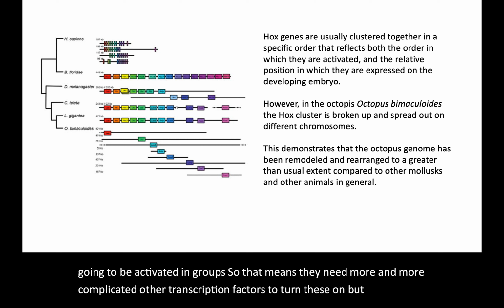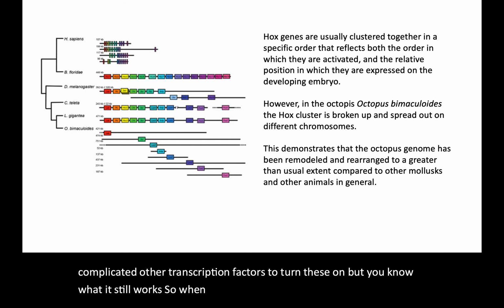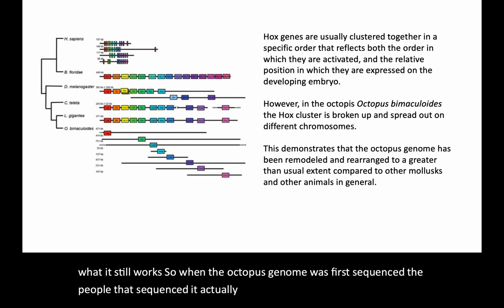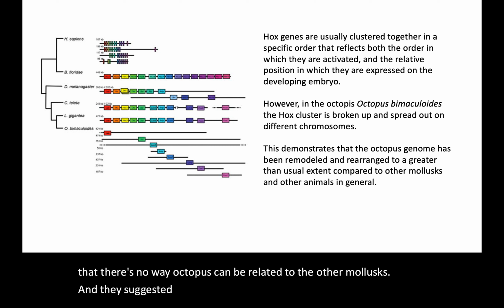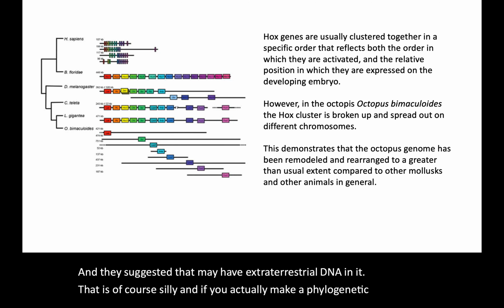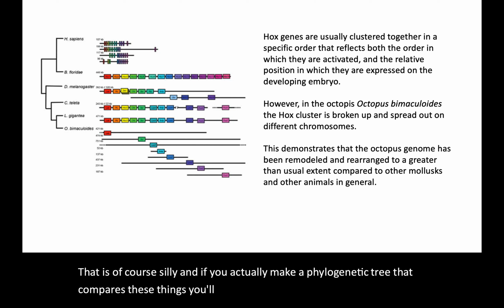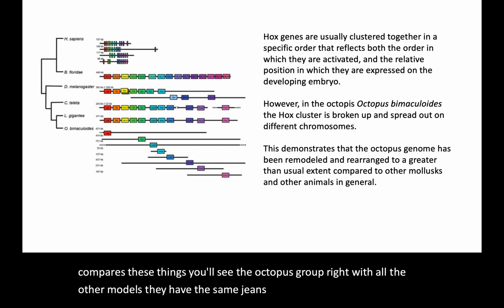It still works. So when the octopus genome was first sequenced, the people that sequenced it actually remarked that there's no way octopus can be related to the other mollusks. And they suggested that it may have extraterrestrial DNA in it. That is, of course, silly. And if you actually make a phylogenetic tree that compares these things, you'll see the octopus group right with all the other mollusks. They have the same genes. They're just extremely scrambled, the order of the genes.